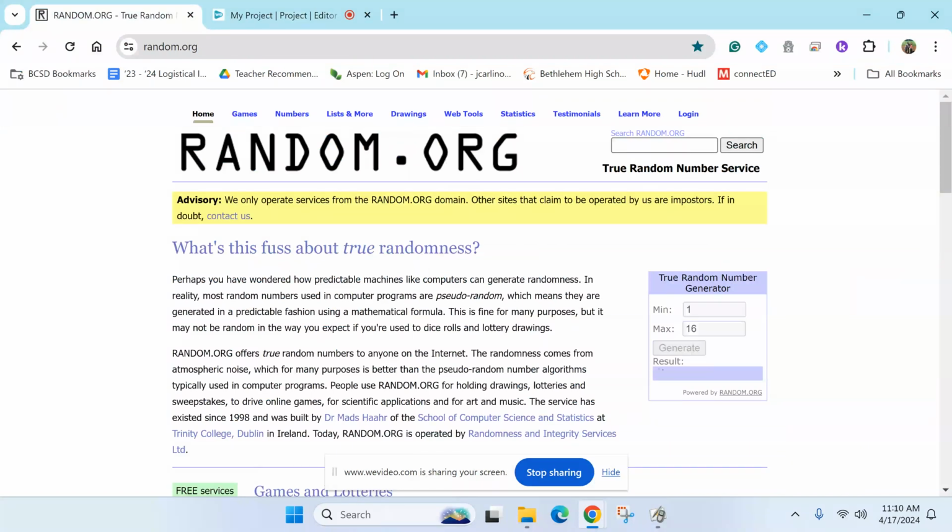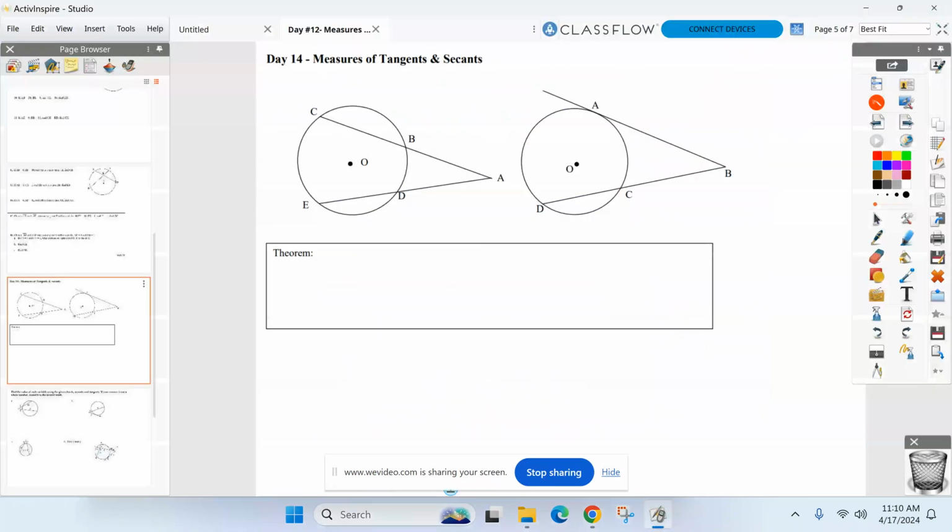Okay, let's try that again. All right, those are both, Gabby, good talk. Thomas, what are those both up there? Those are called secants, good job.